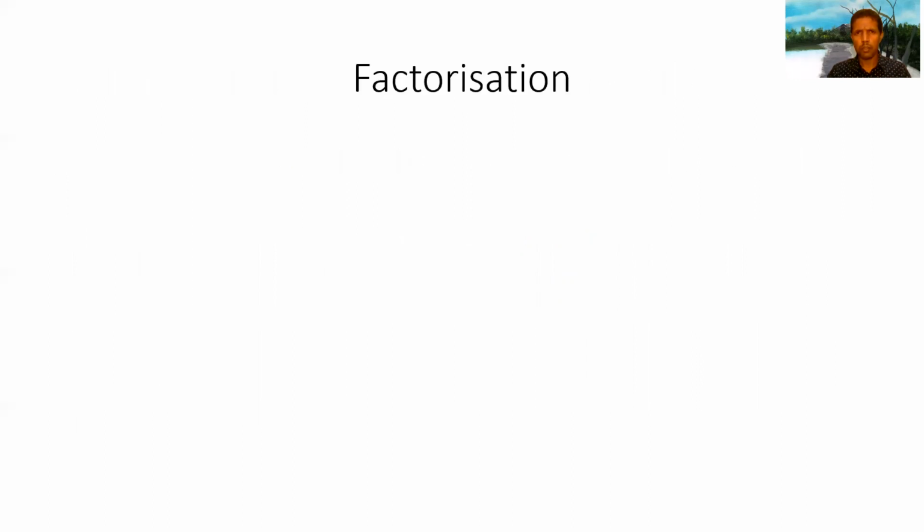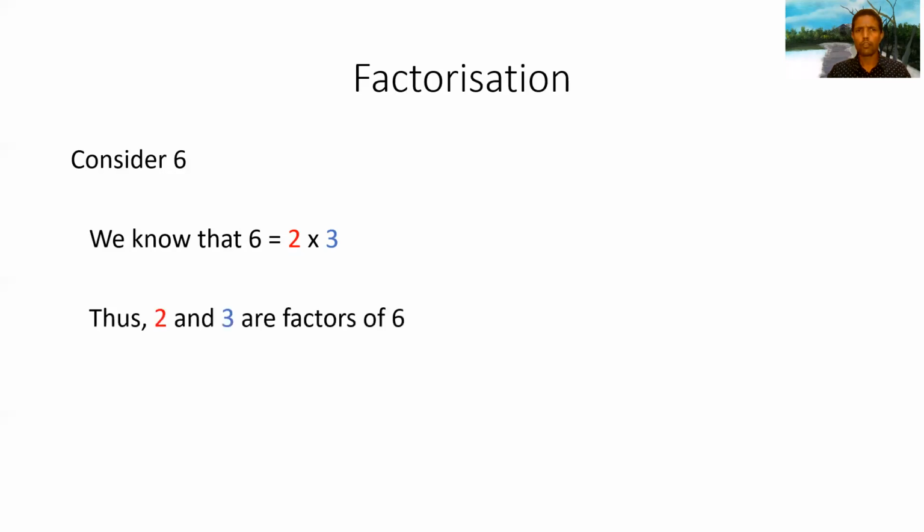Do you remember this term? Factorization contains the word factor. Consider 6. We know that 6 is equal to 2 times 3. Thus, 2 and 3 are factors of 6. The process of expressing 6 as a product of its factors is known as factorization.